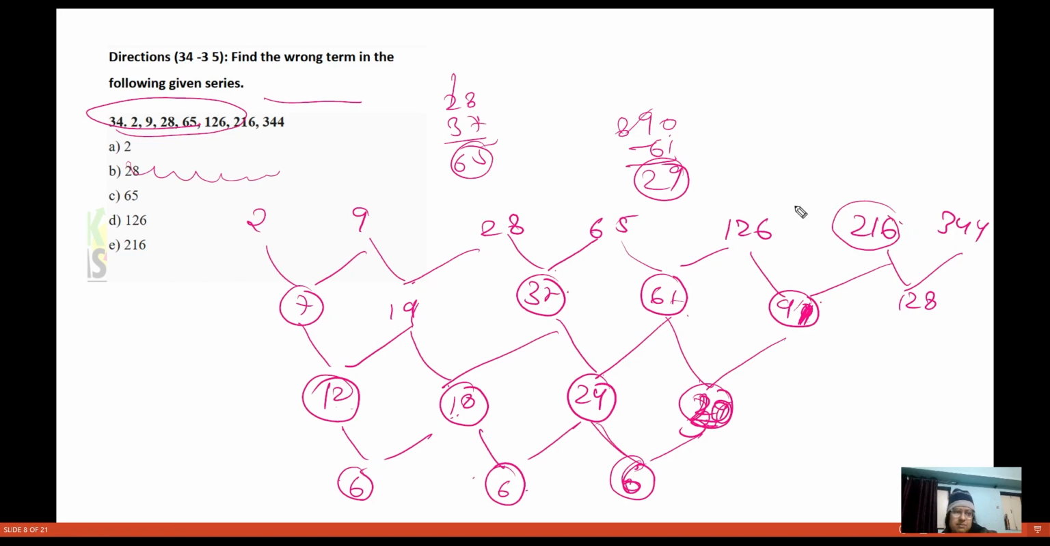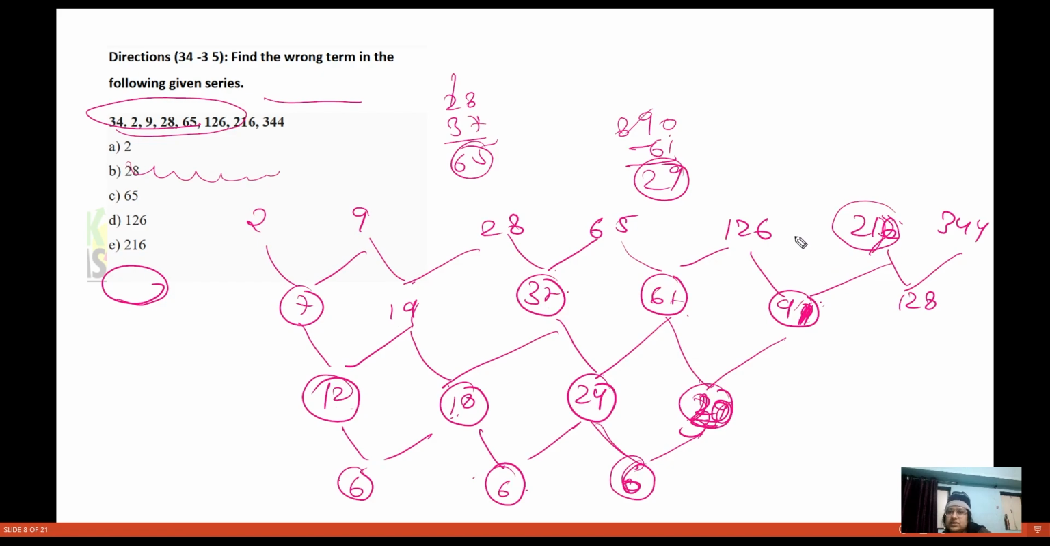So this number is wrong. We get 216 as wrong. Fine. So this is the number. So what could have been the correct number? In this place, we have to get 91, so 217 would be the correct number.